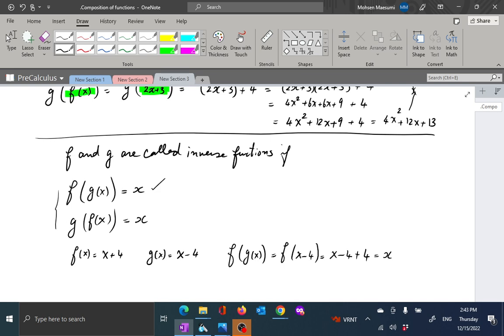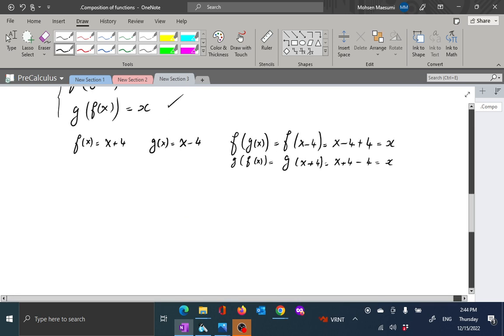That requirement is satisfied. Similarly, if you try g of f of x, you get g of x plus 4. What does g do? Whatever you give to g subtracts a 4 from it. You go back to x. So this property is also satisfied.